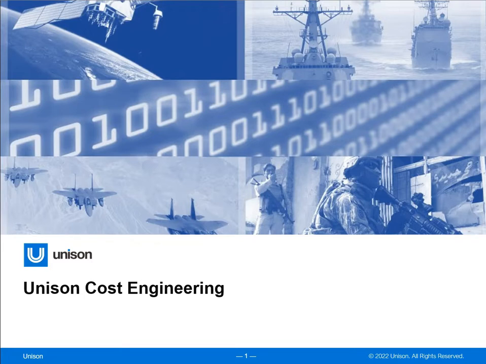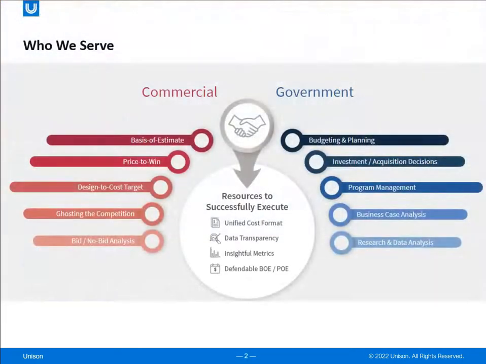Unison Cost Engineering assists government agencies, government contractors, and commercial organizations in developing defensible, fact-based cost estimates. The Cost Engineering Toolkit provides estimators with a framework, models, and data required for accurate, on-time estimates. The Cost Engineering Suite is used by both commercial and government agencies.